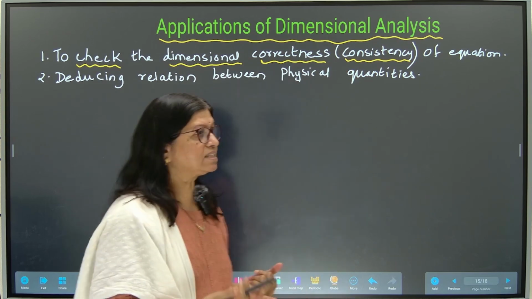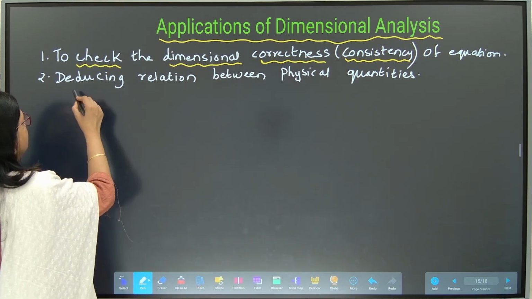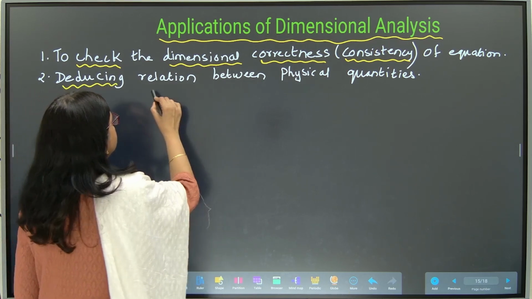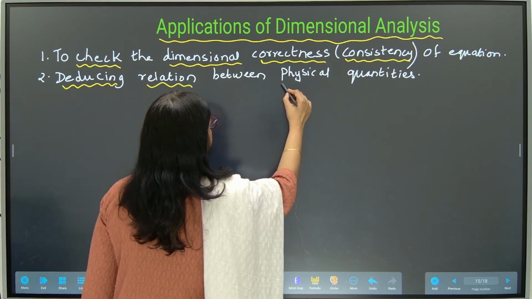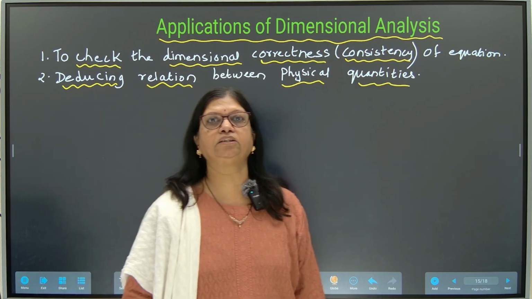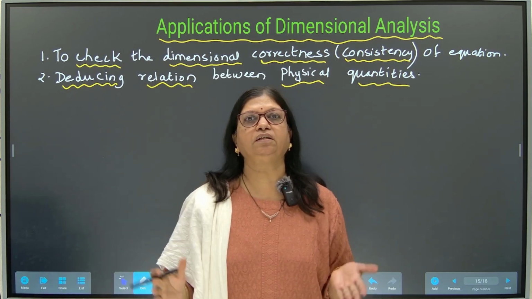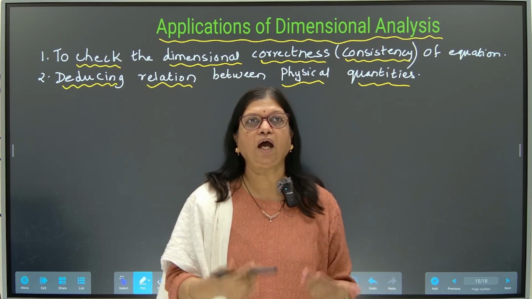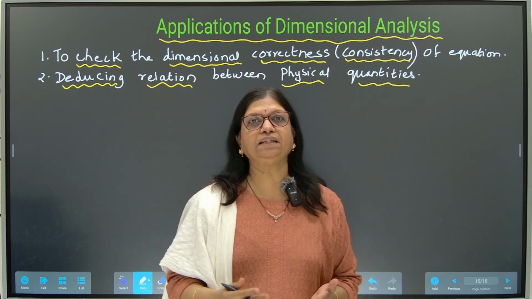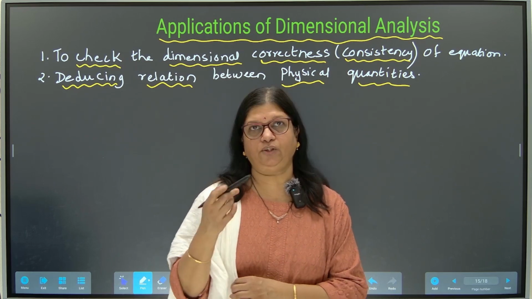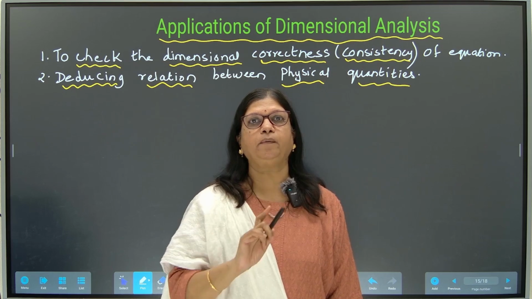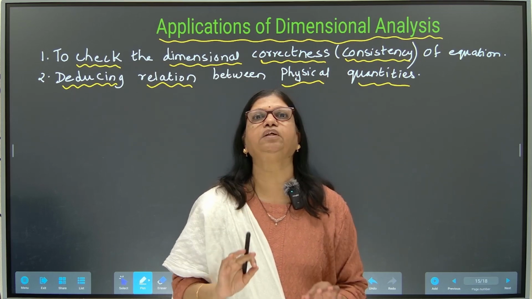Okay. Next application is deducing. Means what? Forming the relation between various physical quantities. So what is the relationship between physical quantities, or how can we develop a relationship between physical quantities? That is the second use. Fine? Okay. So now let us talk about use number 1 in this video today.